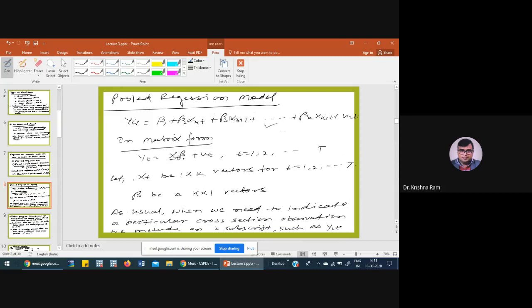So that one is only x_t beta plus u_t. But you can read this as x_it. That means this x does not belong to a particular year only. It not only belongs to a particular year value, but also to a particular cross-sectional value for that particular year. So x_t is here a 1 by k vector, and t is equal to 1 to T. Beta is a k by 1 vector.